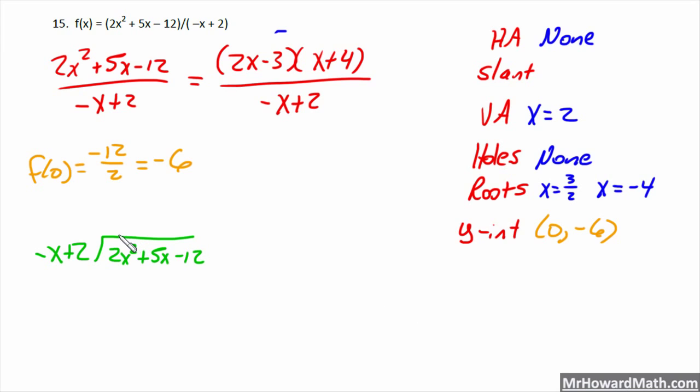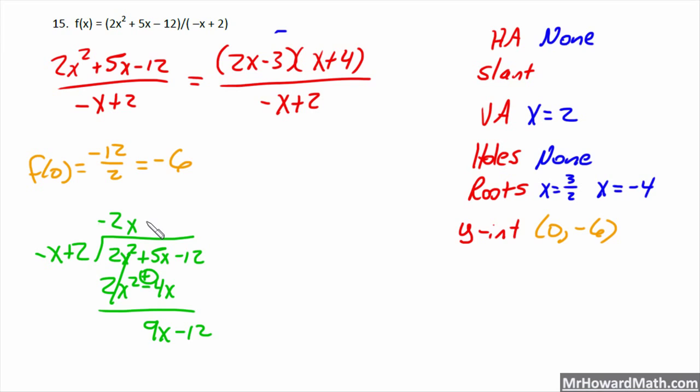Alright, let's start the long division here. So what times negative x gives me 2x squared? That's negative 2x. Negative 2x times negative x, positive 2x squared. Negative 2x times 2, minus 4x. So this cancels. This flips to a plus. 5x plus 4x, 9x. Bring down the minus 12.